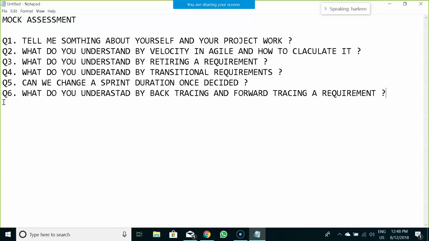Basically, backward tracing and forward tracing is to link between the requirements and the elements, right? Backward and forward tracing means linking the requirements with what we have already developed or have to develop, in the forward tracing.